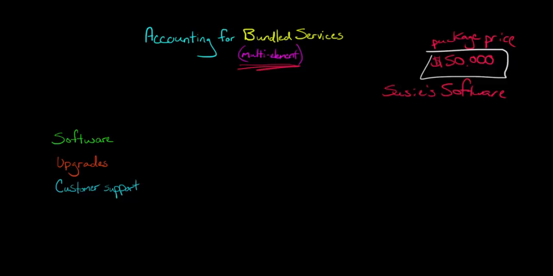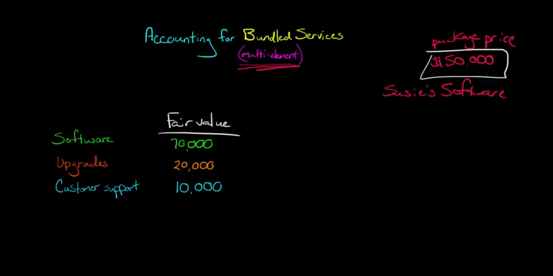To figure this out, we're going to take the fair value of each element if sold separately. So if Suzy sold the software just by itself, what would be the fair value of that software? The easiest way is if Suzy has a price list. Let's say the software goes for $70,000 if sold separately, the upgrades go for $20,000, and the customer support would be $10,000. We already have this price list, so we know the prices if these things are sold separately.